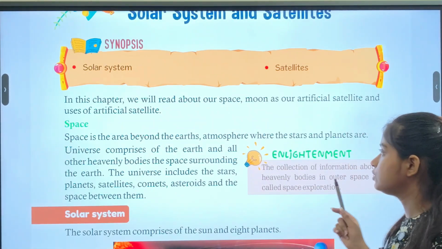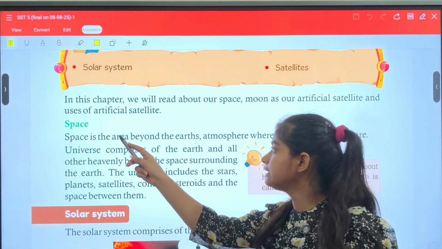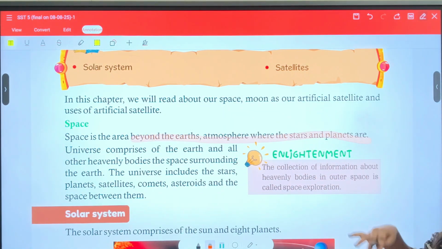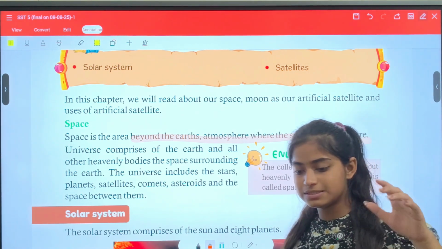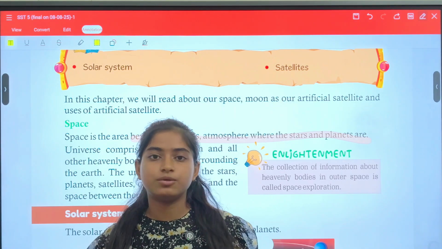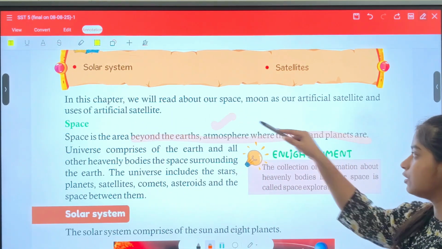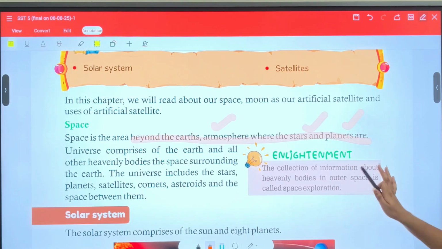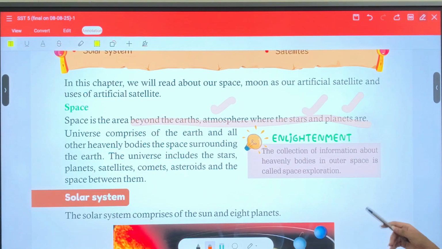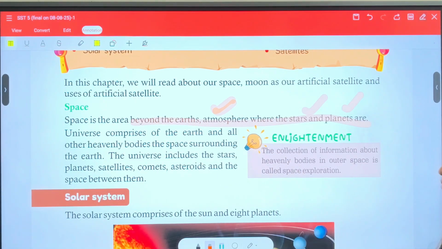So let's start with the first topic, that is, what is space. Space is the area around the earth's atmosphere where the stars and planets are. That means not only about earth. When you go out of the earth, all the universe area which has no air and no atmosphere, and only stars and planets are present, that place is called space.